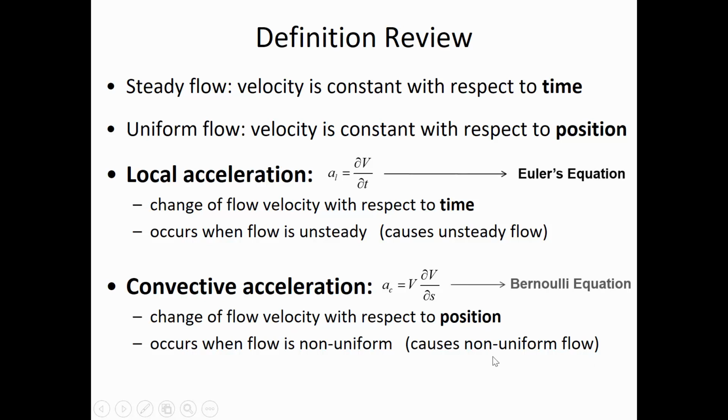Now, as I mentioned earlier, we use those different types of acceleration to give us formulas that predict pressure change. In a future class period, we're going to talk about the application of convective acceleration to give us Bernoulli's equation. But for today, what we're going to look at is how local acceleration can be used to predict changes in pressure in a formula called Euler's equation.